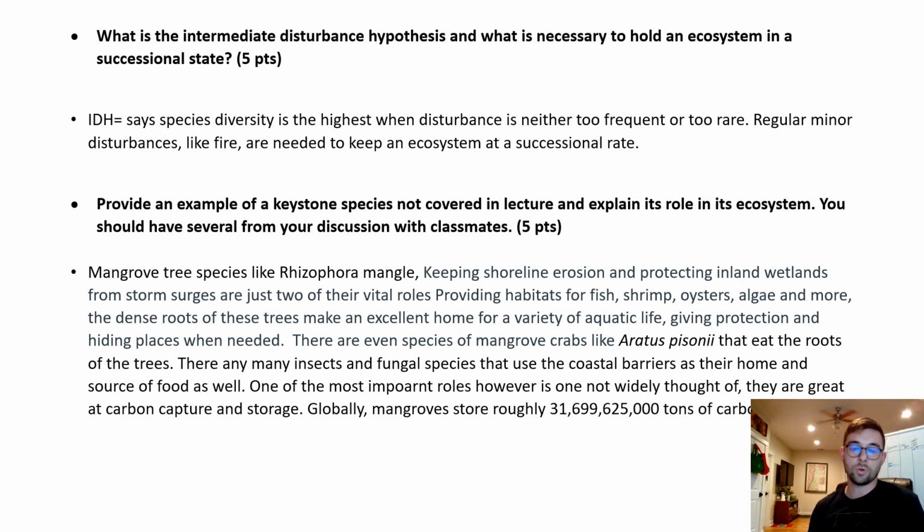An example I would use is mangrove tree species like Rhizophora mangle. They keep shoreline erosion from happening. They protect inland wetlands from storm surges. They provide habitats for fish, shrimp, oysters, algae, and more. They also are a huge carbon sink, to sum all that up.